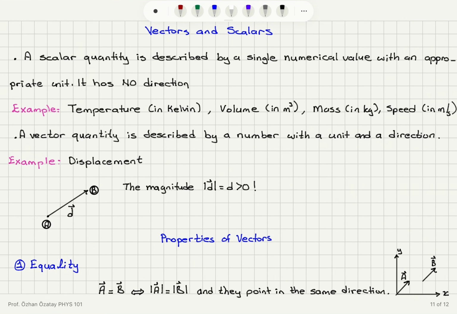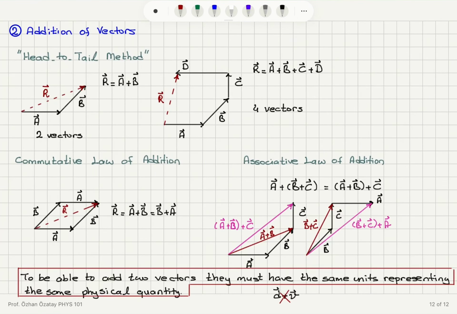And we talked about vector and scalar physical quantities. Scalar quantities have no direction, vector quantities have a direction, and when we add scalar quantities, we also should be adding the same physical quantities, so they should have the same unit. And for vectors, when we have the equality of 2 vectors, we check both the direction and the magnitude.